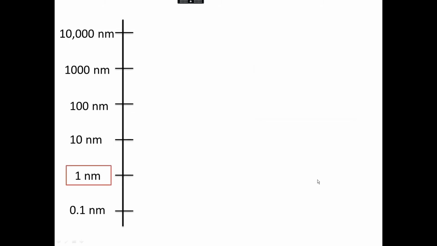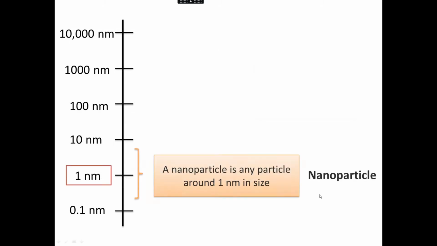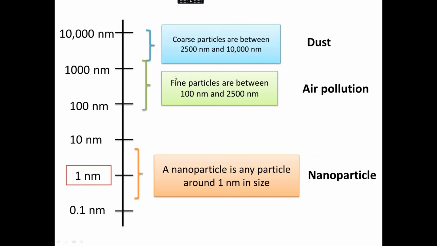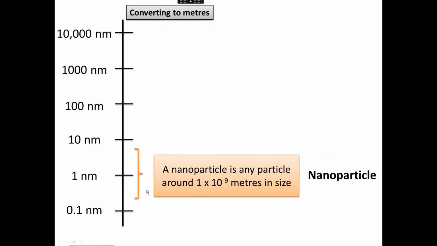Okay, right, let's start trying to convert between nanometers and meters. So a nanoparticle is any particle around 1 nanometer in size, although if it's up to about 100 nanometers, we would still call it a nanoparticle. Right, then fine particles from 100 to 2,500, then coarse particles from 2,500 up to 10,000 nanometers. Let's convert this into meters. Right, so 1 nanometer is 1 times 10 to the minus 9. So we're going to replace this on the scale with 1 times 10 to the minus 9.